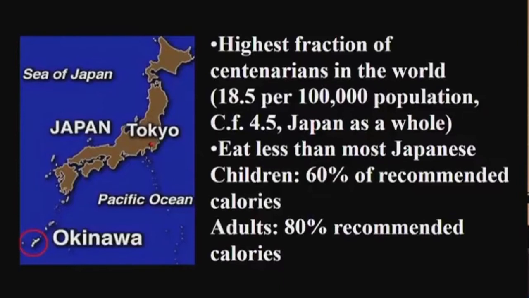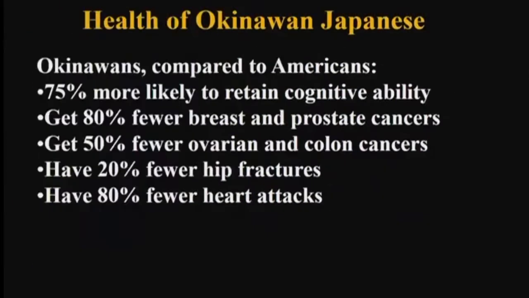So they're living longer, but do they live healthier? Well, yes, they do. If you compare Okinawans with Americans, they're 75% more likely to retain cognitive ability. They have 80% fewer breast and prostate cancers, fewer ovarian and colon cancers, fewer hip fractures if they fall, and 80% fewer heart attacks. So there's a hint there the caloric restriction will probably work in humans too.